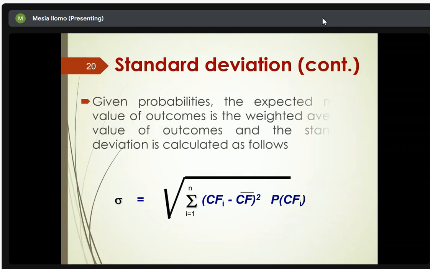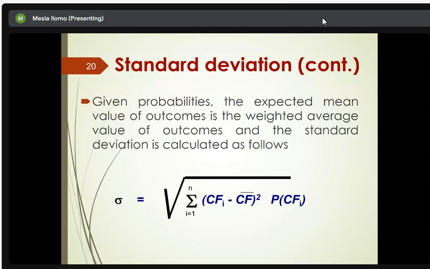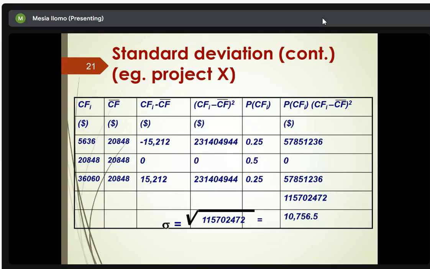Sorry, let me go back. If you have probabilities, we will have to weight, or in other words adjust, for the probabilities as indicated. So you have the cash flows, but depending on the number of scenarios, you adjust for the respective probabilities. If we take an example, going back to our example, you recall Project X? Do you remember Project X, please?